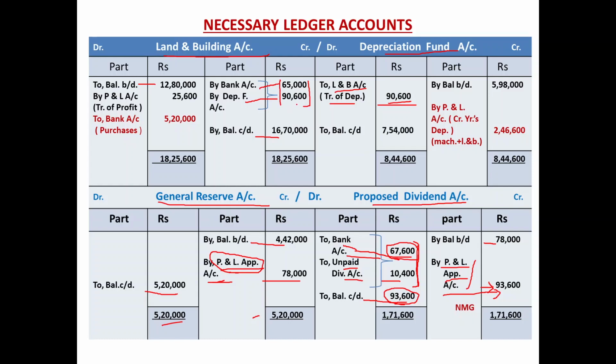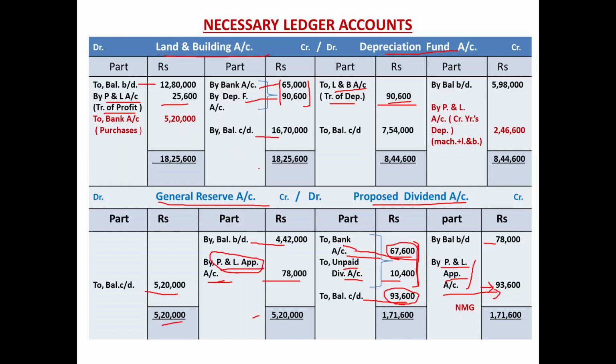Total 1,55,600. Then the second journal entry, for transfer of profit: land and building account debited to profit and loss account credited 25,600. Posting is over. Let us close these two ledger accounts and find out the balancing figure.